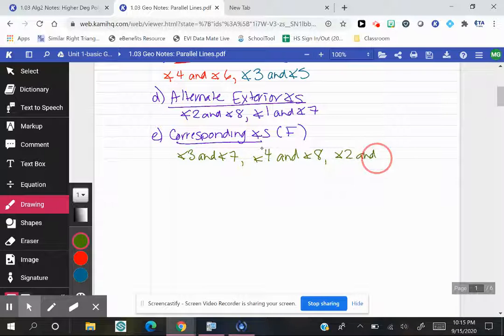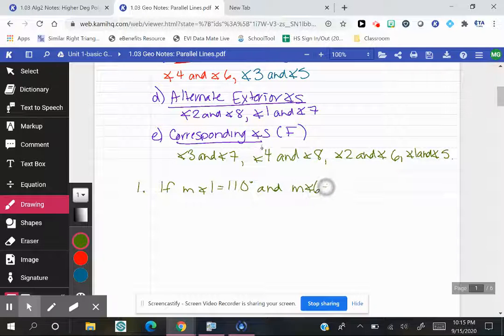Angle 2 and angle 6, and angle 1 and angle 5. So we're still talking about that same diagram up there, but this time I'm going to assign values. I'm going to say the measure of angle 1 is 110 degrees, and the measure of angle 6 is 20 degrees. And I want you to find all the angles that are missing there. Again, these lines are not parallel, so you're going to need to be given at least 2 angles. Therefore, those 3 dots mean therefore, we need 2 angles given.